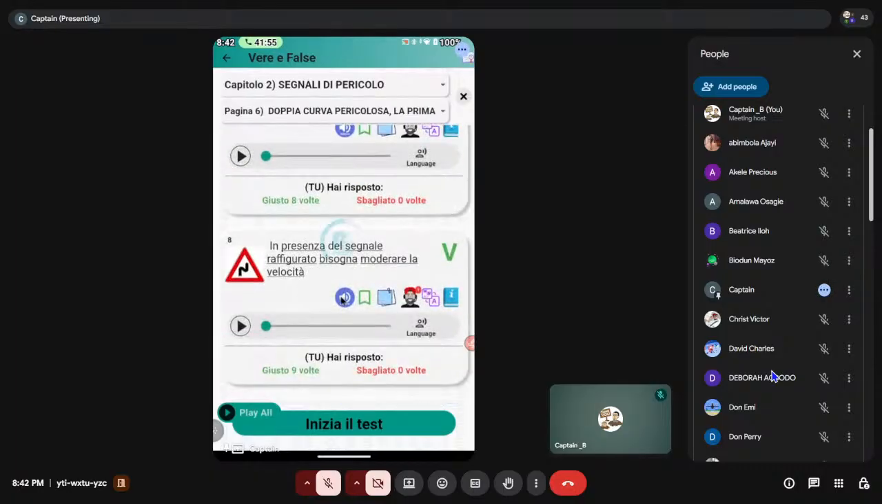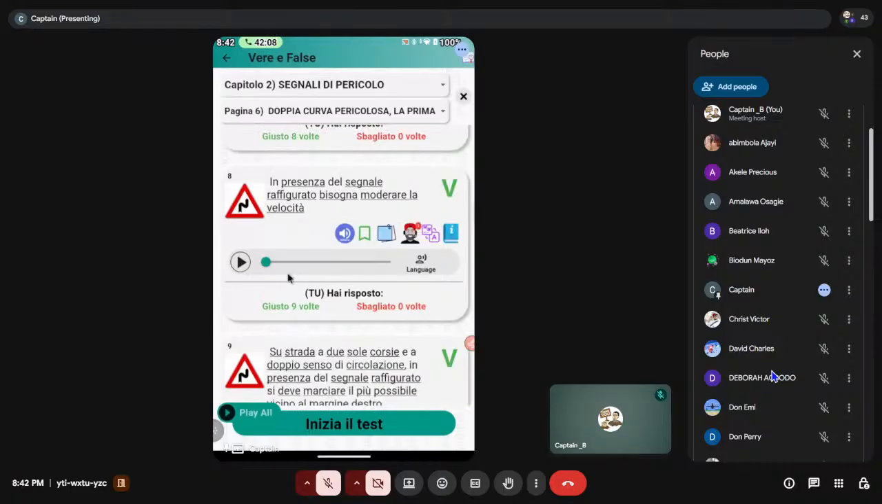Number 8. In presenza del segnale raffigurato bisogna moderare la velocità. Now, you say in the presence of this sign, bisogna moderare la velocità. You say you need to moderate your speed. Yes. Good.